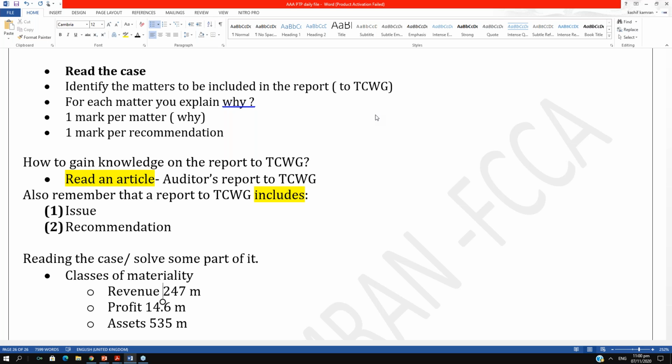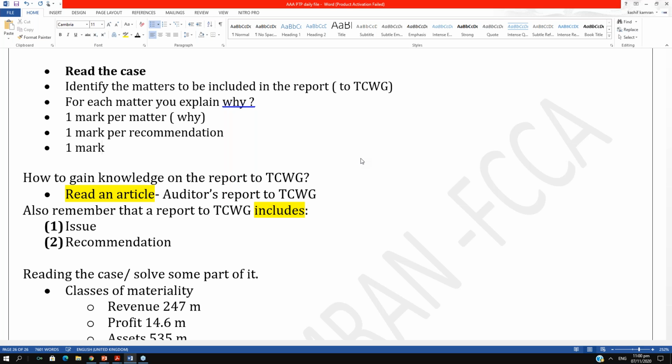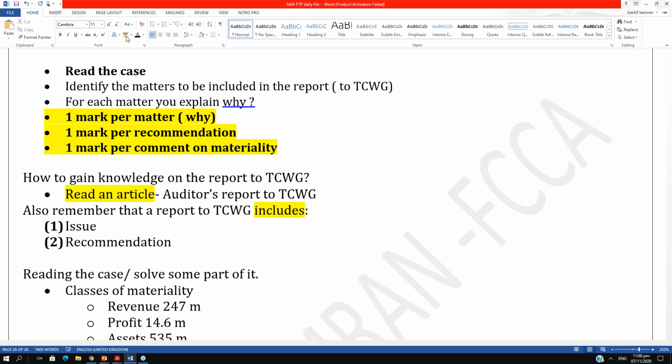When you comment on the materiality, you will also get 1 mark, right? So please also write this here: 1 mark per matter, 1 mark per recommendation, and in a report, 1 mark per comment on materiality. So if you comment on materiality somewhere in your report to those charged with governance, you will also get 1 mark. So I hope you have a lot of opportunities to gain 15 marks, right? Is everyone clear with the yellow on your screen? 1 mark per matter, 1 mark per recommendation and 1 mark per comment on materiality in an audit report to those charged with governance, right?